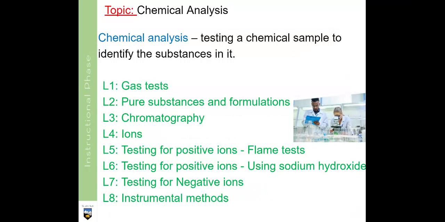So just to break down the topic, we've covered all of these lessons 1 to 8. We started off at the very start with gas tests. We looked at pure substances and formulations. We then looked at how to separate a soluble mixture using chromatography. And then we looked at the different tests for the ions, how to test for positive ions, how to test for negative ions. And then our final lesson was the instrumental methods.